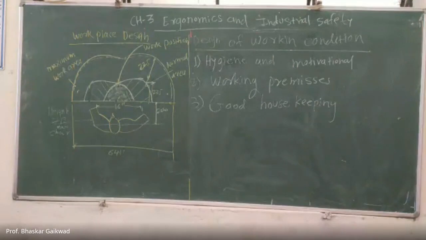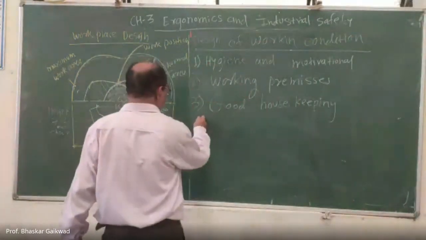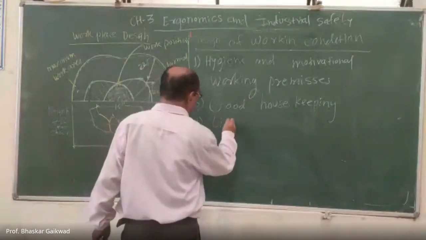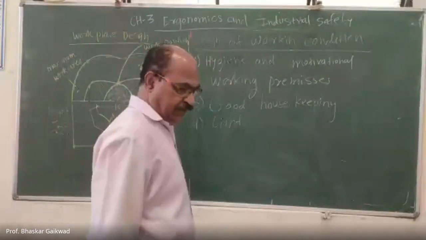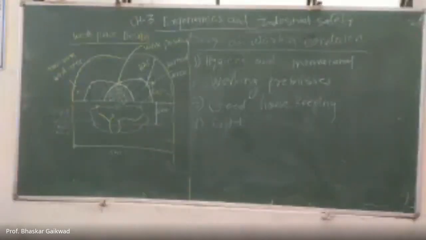Then the fourth point is light. See, light is very important. Without light, we cannot do anything. But this light should not be harmful to your eyes. So good visibility to avoid accidents, and use of natural light. Normally visibility depends upon the size and color of the workplace. So good light should be there.